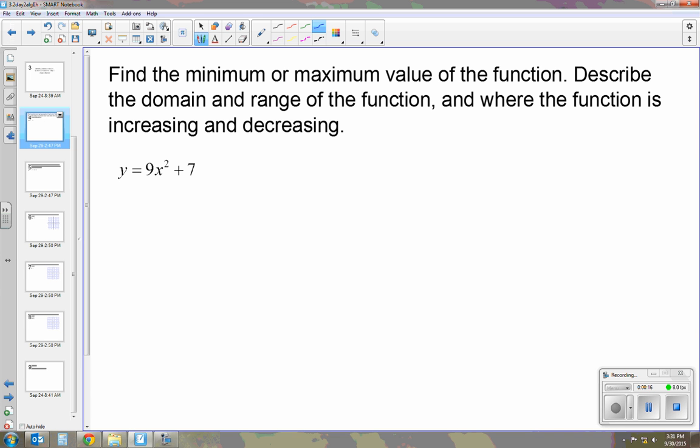First of all, it says find the minimum or maximum value of the function, then describe the domain and the range of the function, and where the function is increasing and decreasing. So there's a couple things that we have to address here. Now, finding the minimum or maximum value, I'm just going to briefly sketch this parabola. Since the leading coefficient is positive, our parabola is going to be open upwards, okay? And it's either going to be the very lowest point or the very highest point, and it's going to be the vertex, okay? So this is going to be the minimum.